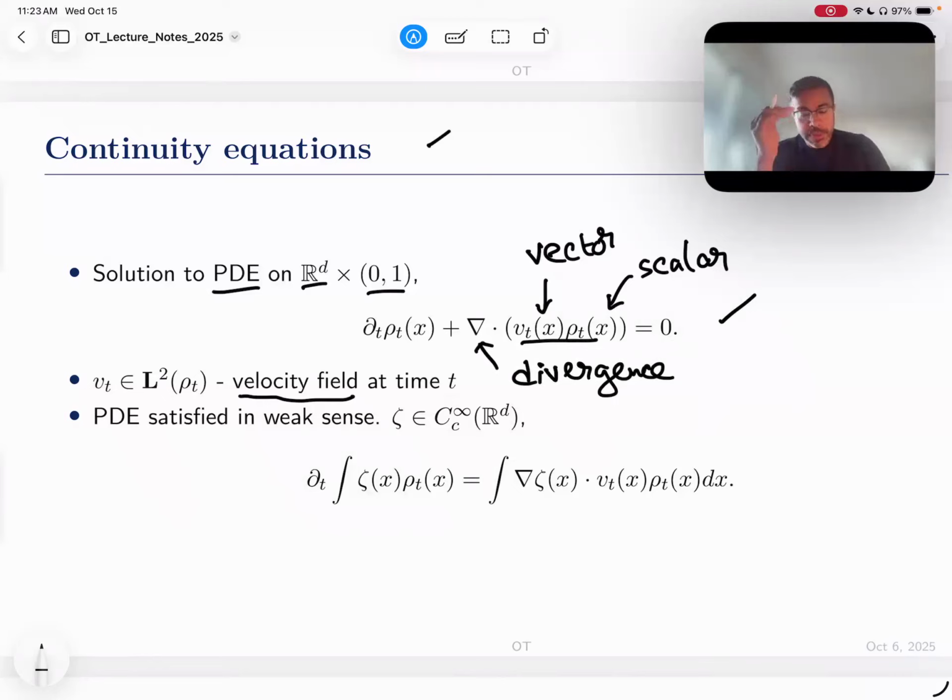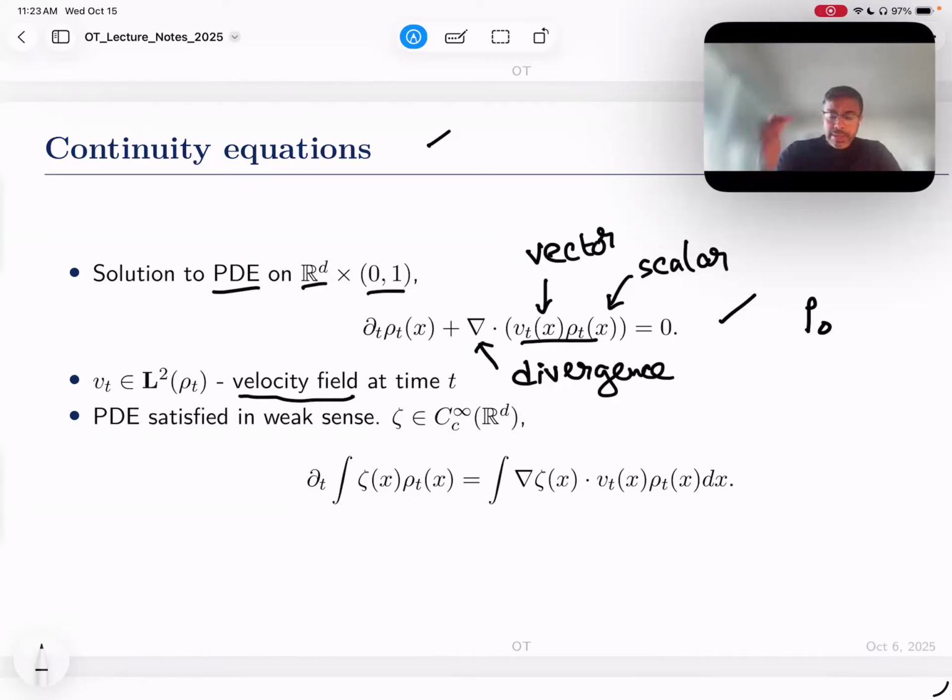So let me repeat again. What is given to me is my vector-valued velocity field V t. What I'm looking for is a solution of the following PDE: del t rho t plus divergence of V t rho t is equal to 0. And of course, I'll be given my initial condition rho 0. This will be given.